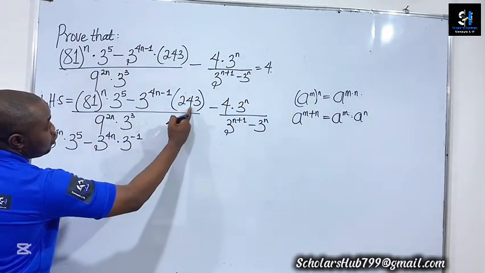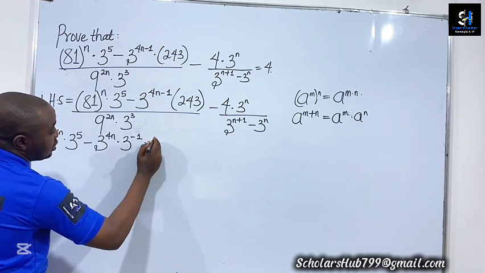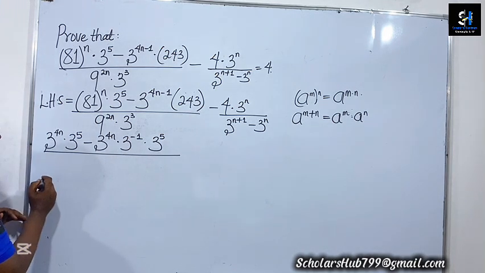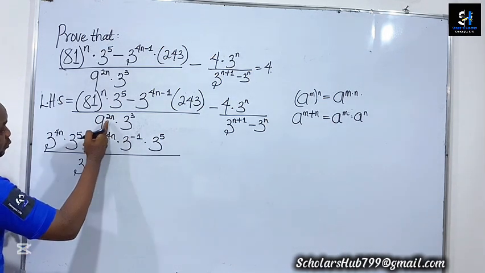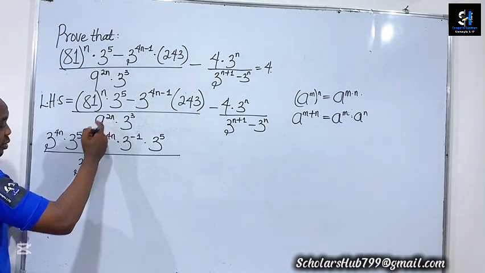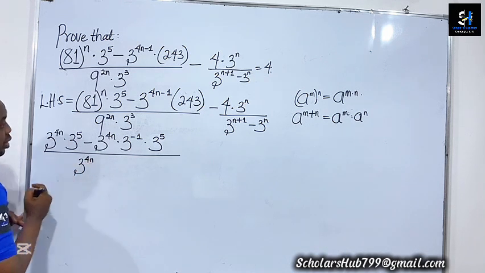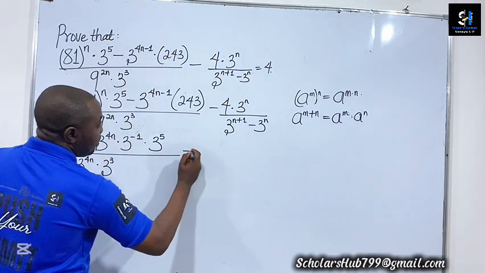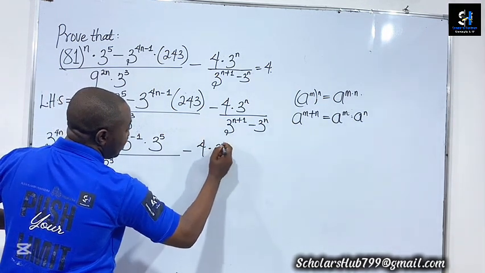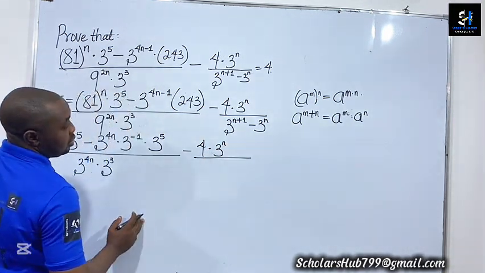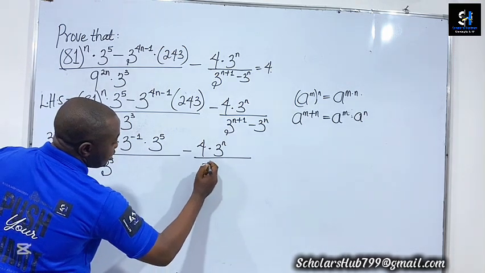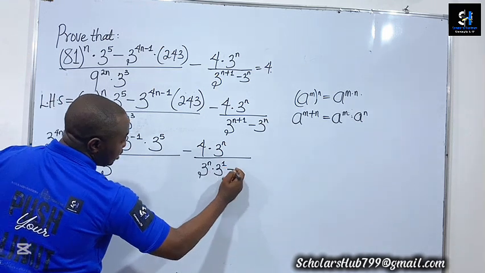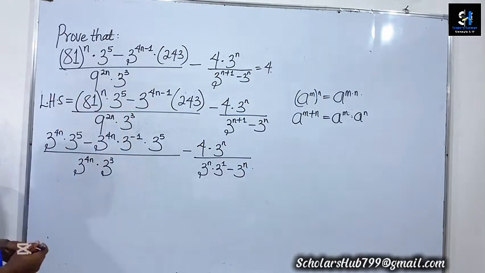Then 243 is 3 raised to the power of 5. We have this over 3 raised to the power of 2 is 9, then 2 multiplied by 2n, that will be 3 raised to the power of 4n, multiplied by 3 raised to the power of 3 minus 4 multiplied by 3 raised to the power of n. Then we can also write this as 3 raised to the power of n multiplied by 3 raised to the power of 1, then minus 3 raised to the power of n.